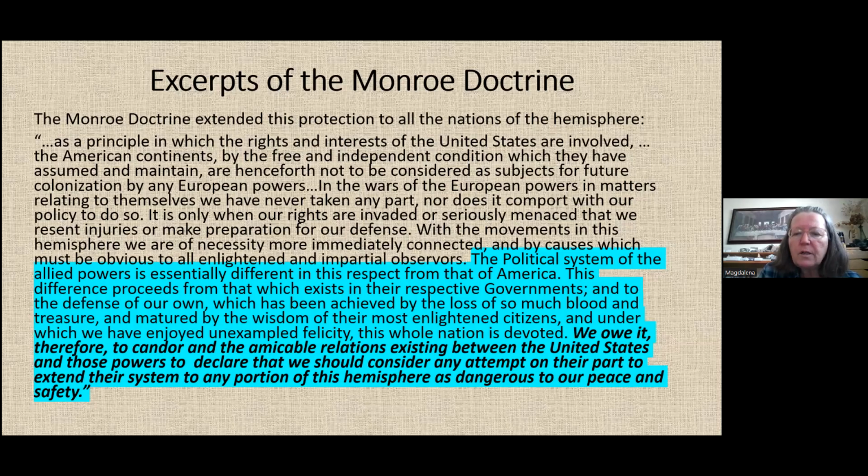This whole nation is devoted. We owe it, therefore, to candor and the amicable relations existing between the United States and those powers to declare that we should consider any attempt on their part to extend their system to any portion of this hemisphere as dangerous to our peace and safety. Very succinct.